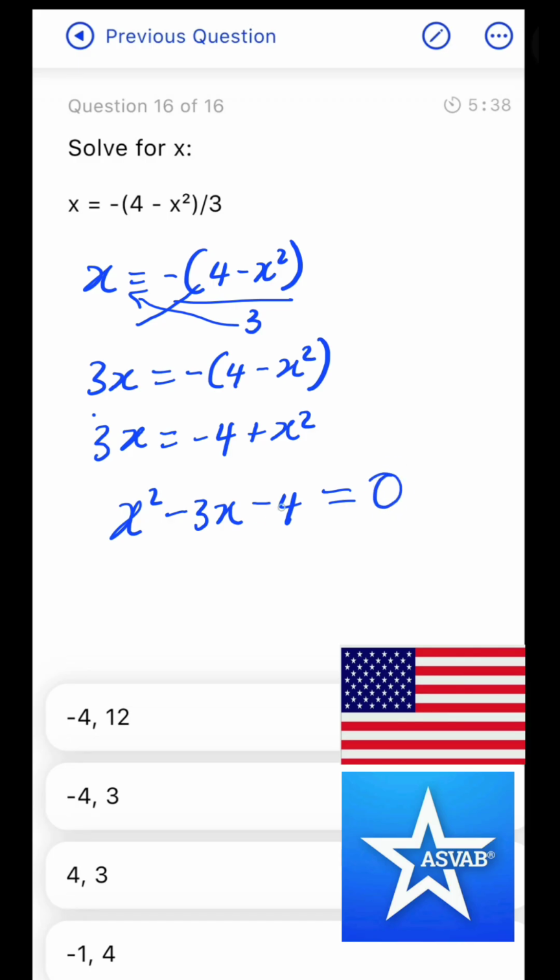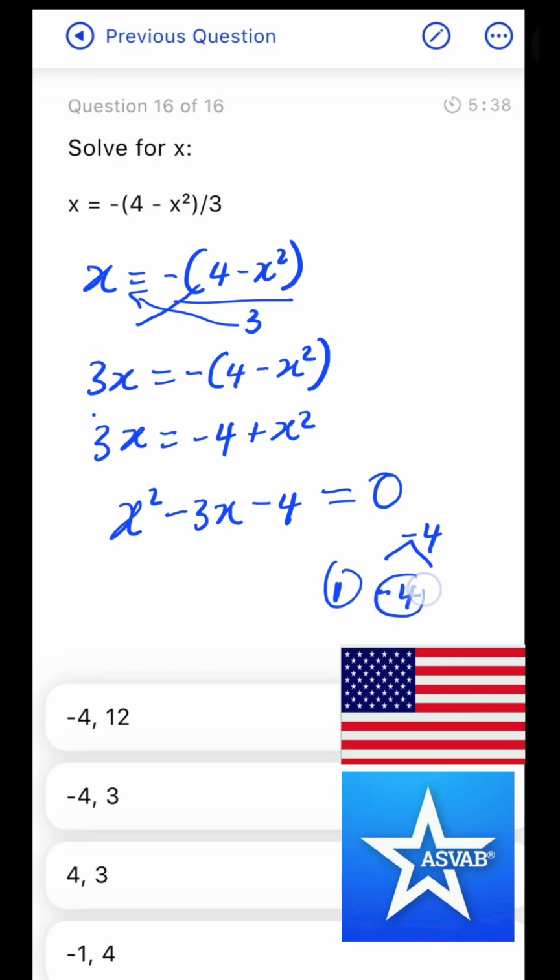Now to solve for the value of x from this quadratic equation, we're going to use the factorization method. So we focus on this constant, which is negative 4, and this middle coefficient, which is negative 3. So we look for two numbers. When we multiply, we get the constant, which is negative 4, and when we add the two numbers together, we are going to get negative 3. So the numbers are going to be 1 and negative 4, because 1 multiplied by negative 4 is going to give us negative 4. Then 1 minus 4 is going to give us minus 3.